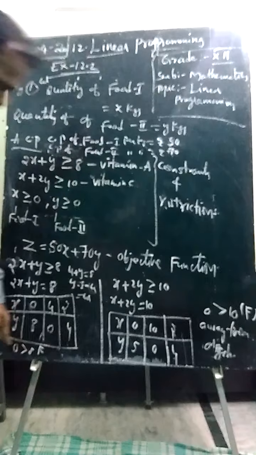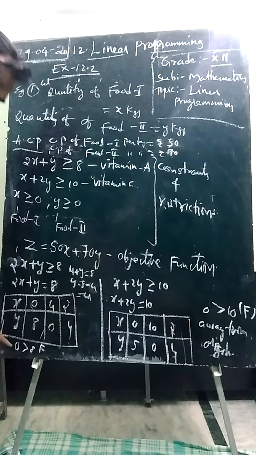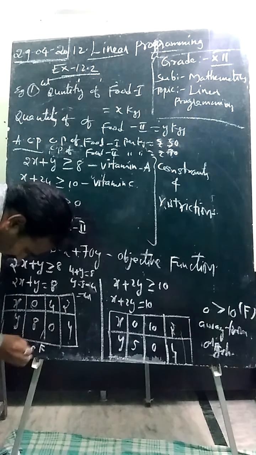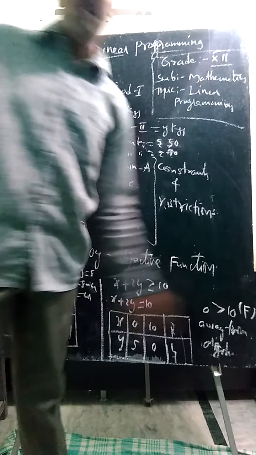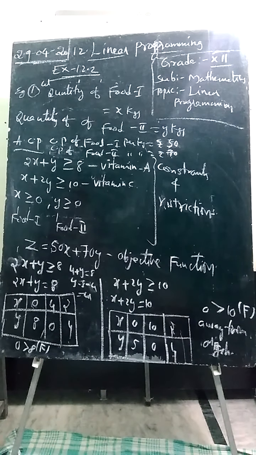And if you put the origin in the given inequation, 0 greater than 8, we got false. So away from origin. Here also 0 greater than 10, never possible, false. So away from origin. All this you discussed in the earlier class, students in grade 11. So we are just doing it as an application. There is nothing more than that.